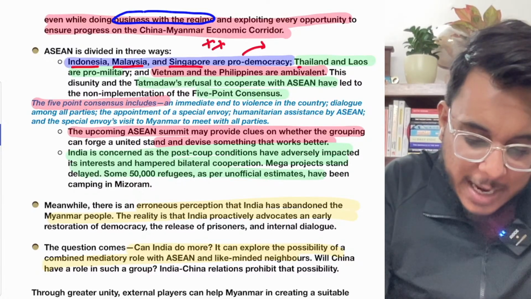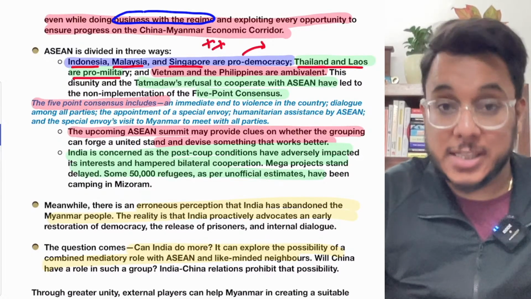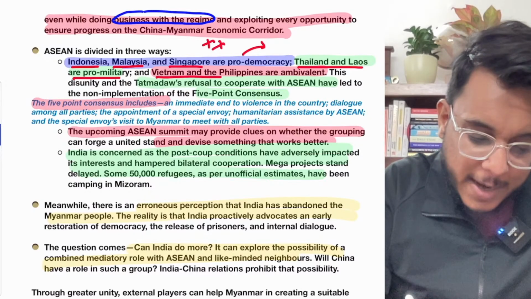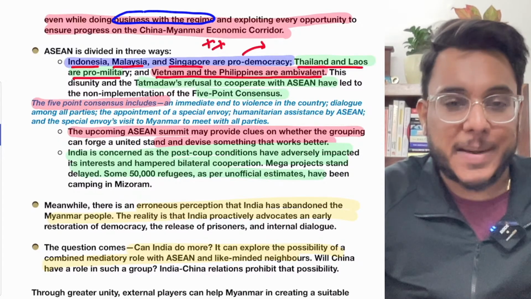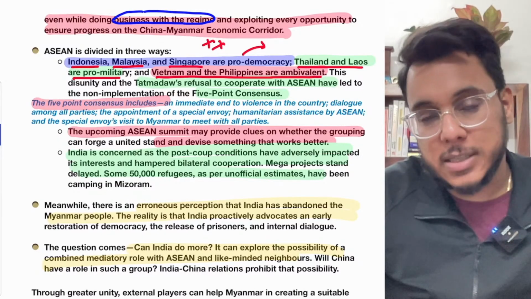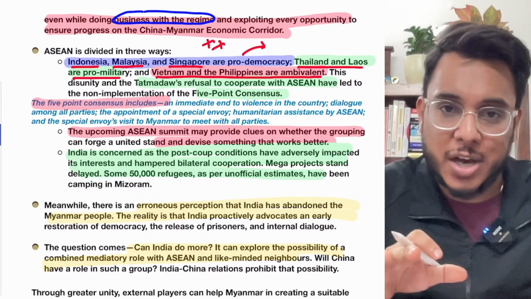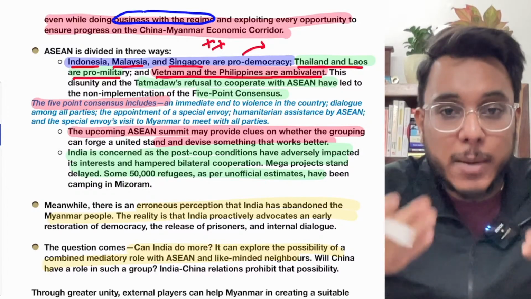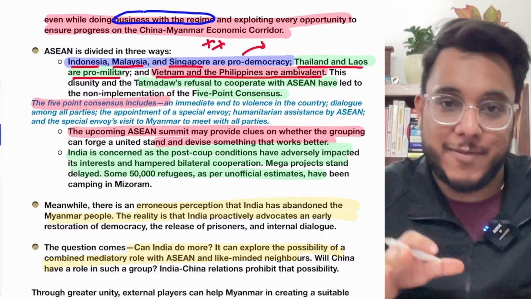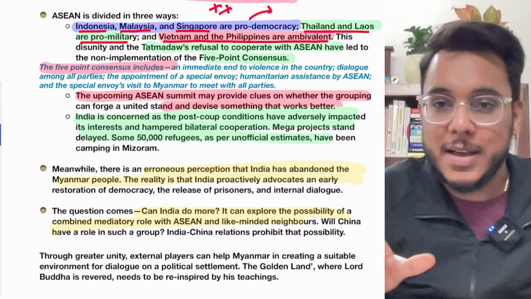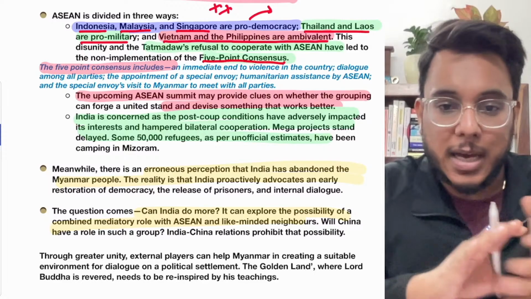Then after that, there are Thailand and Laos. Now Thailand and Laos are pro-military. They support the military. And then Vietnam and the Philippines, they are ambivalent. Ambivalent means they don't have a very clear viewpoint. Sometimes they support democracy, sometimes they support the military. So these are the major divisions within ASEAN, and actually ASEAN is not able to take a very clear stand, and this is also calling into question ASEAN's efficacy. Okay. That is something. Now, ASEAN has already proposed a 5-point consensus for the military there.